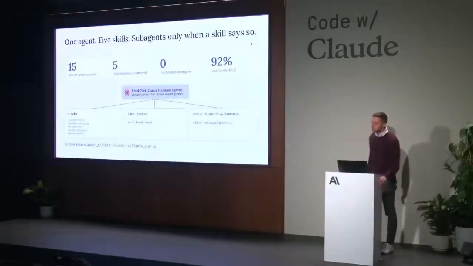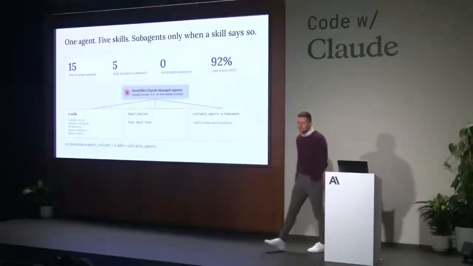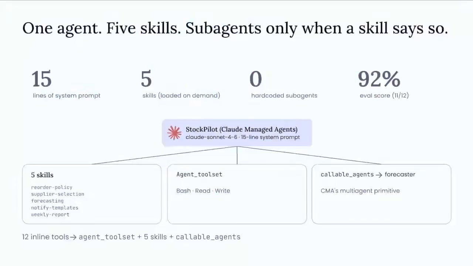Okay, so let's look at the architecture that we ended with. Again, refreshing us, we started with an orchestrator, system prompt of about 400 lines long. We had 12 tools, 3 of them were subagents.